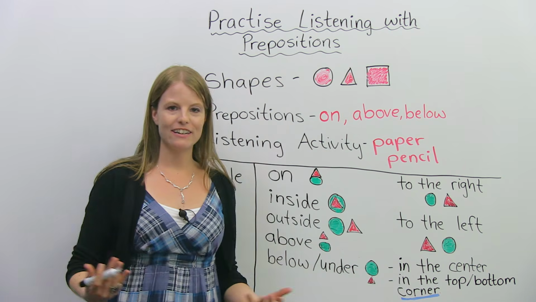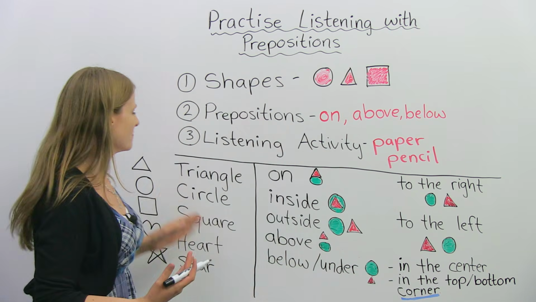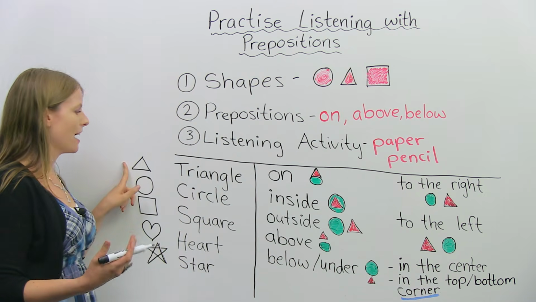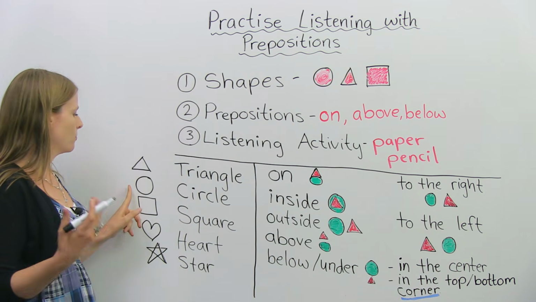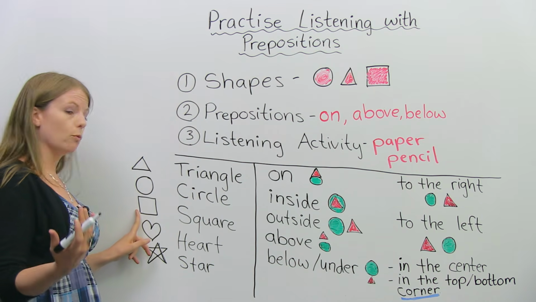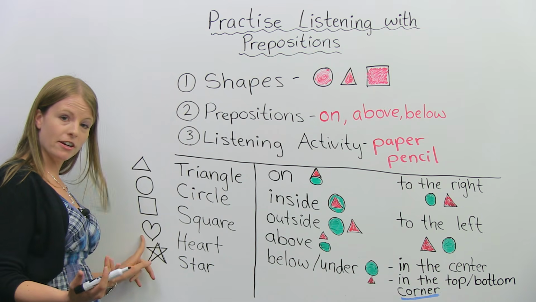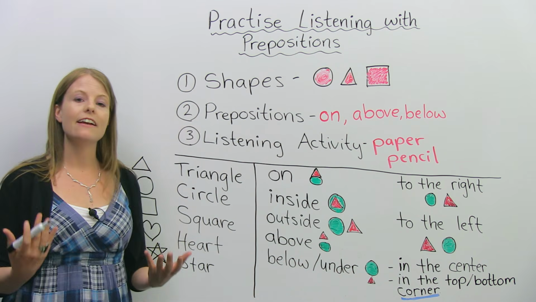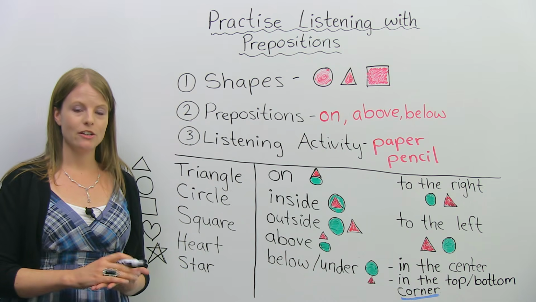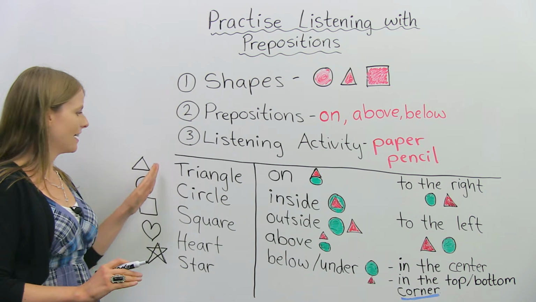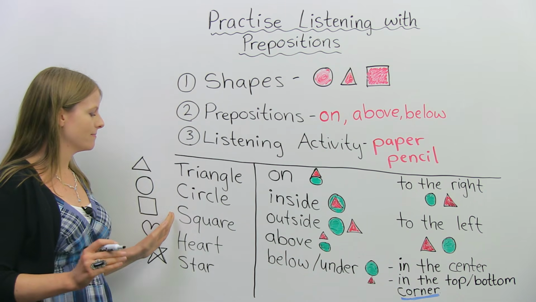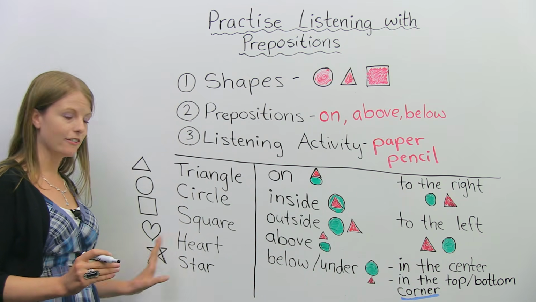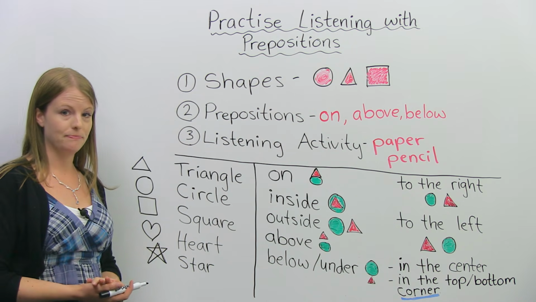Okay, so let's get started on shapes. So I have here some major shapes in English. We have a triangle. We have a circle, square, a heart, and this one is a star. In our listening activity later, you will be drawing a triangle, a circle, a square, a heart, and a star. Okay, so these are the words we will be using in this video.